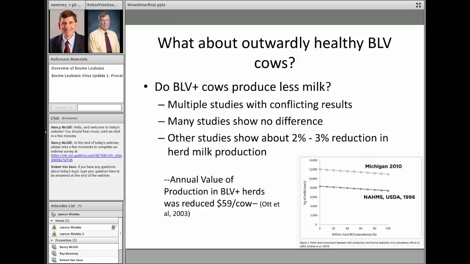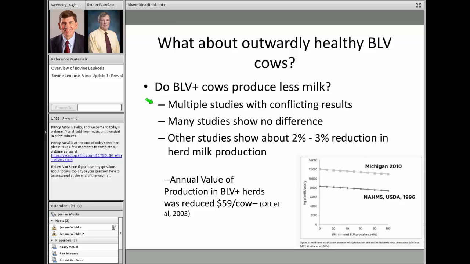So what about all those other cows that were in that picture that I showed that are outwardly healthy but have the infection? So this would be, again, maybe half the cows in your herd, or it could even be higher depending on the prevalence in your particular herd. There's been a lot of controversy about this subject. And the question is, are cows that are outwardly healthy, is the virus having an effect on their milk production even though they don't show other signs of illness?